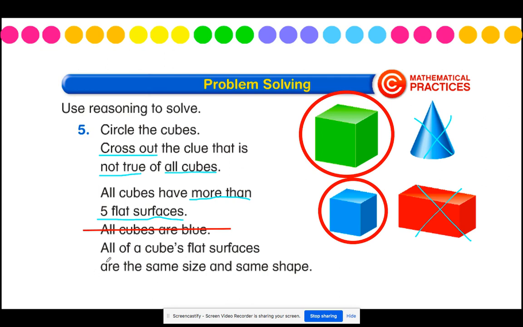And our last says all of the cube's flat surfaces are the same size and same shape. Well, a cube is a special solid shape because it's made up of all squares. And we know that squares are all the same size and the same shape. So, is a cube's flat surface made up of the same size and same shape? Yes, so that is a true fact, and I'm not going to cross it out.